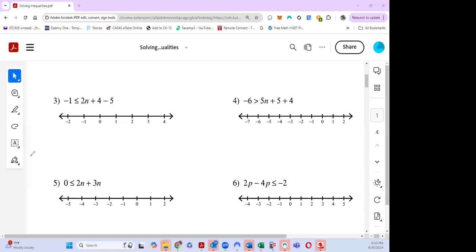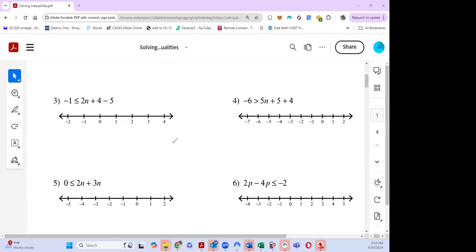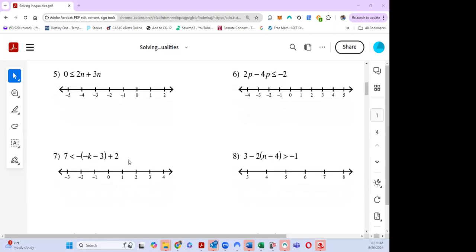And that's going to be an open circle, right? Open circle, because it's greater than. If it was greater than or equal to, or less than or equal to, then it would be a solid circle. All right, so let's look at one more.